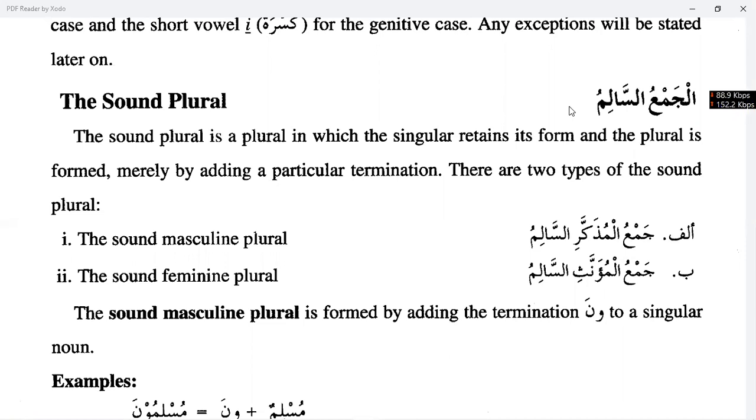What is jamu salim? Do you know what is jamu salim? Yes, it's the sound plural. What is the sound plural? Anyone can tell me what is jamu salim? When something retains its originality. The plural in which the original form of the word remains the same.